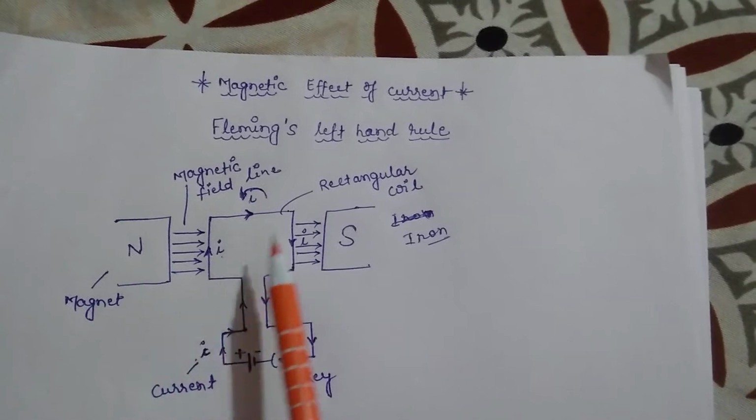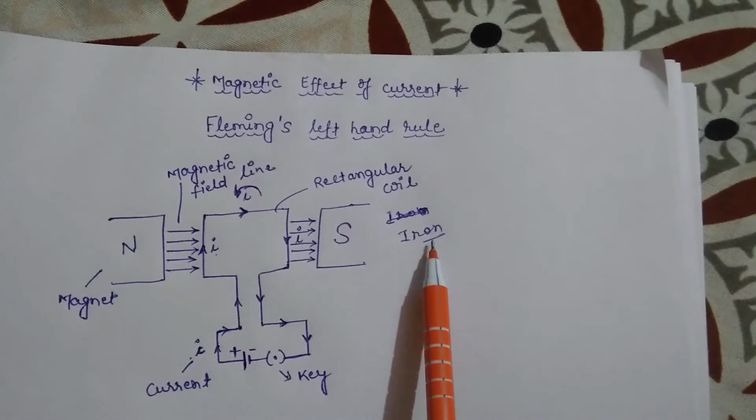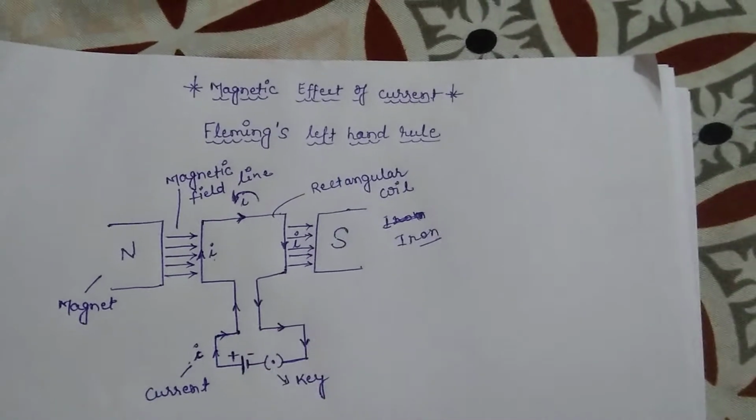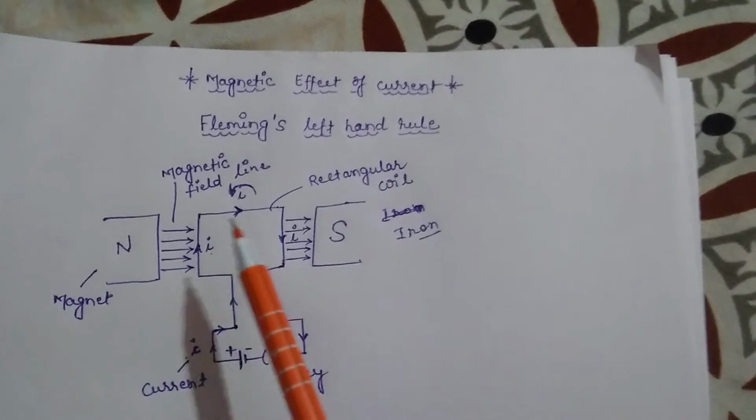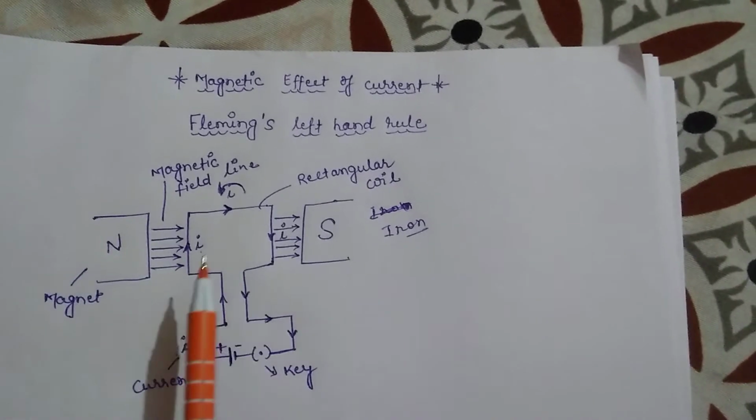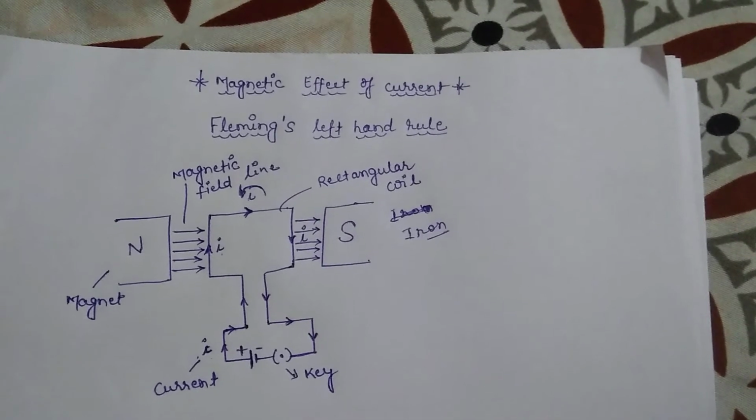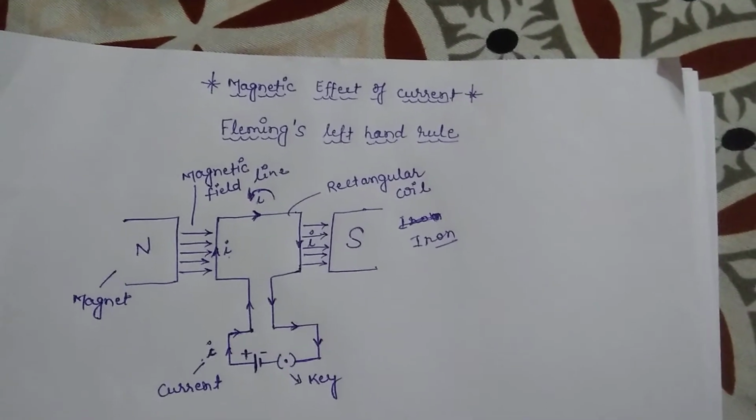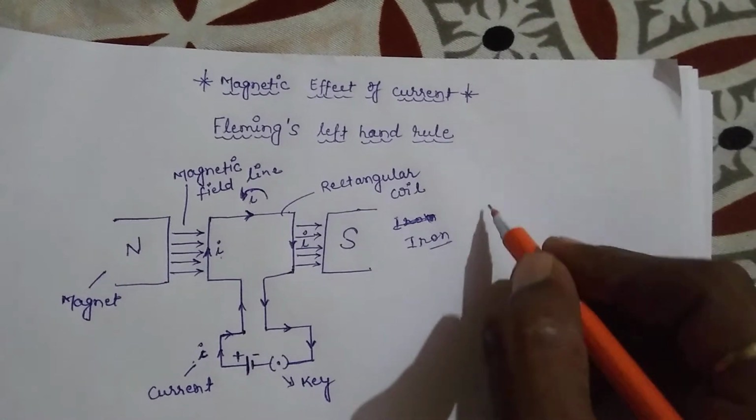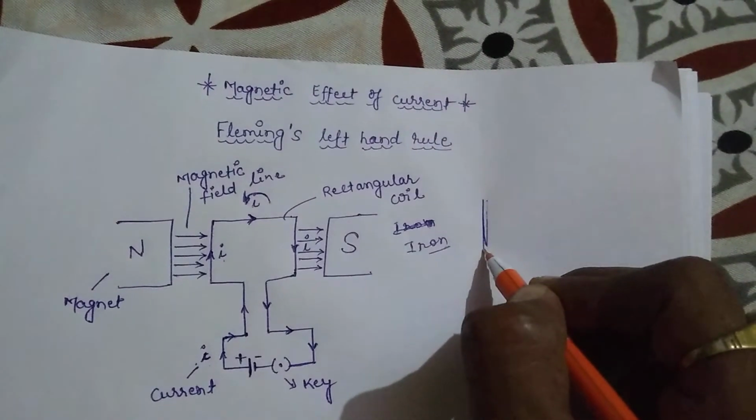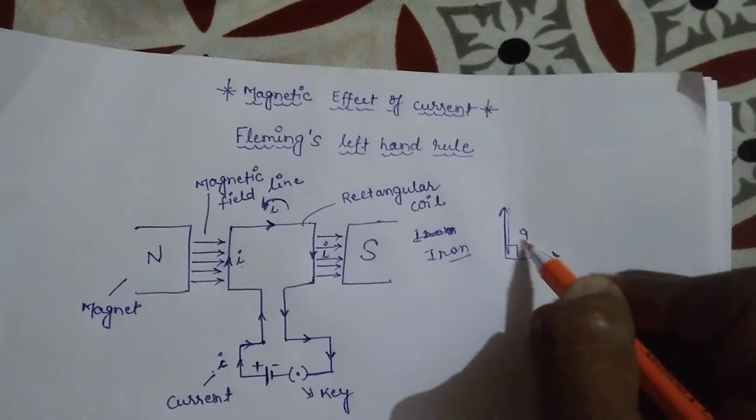So this is the rectangular coil. The rectangular coil is made from an iron piece. You can also make this rectangular coil from a copper wire. In Fleming's left hand rule, we stretch our forefinger, middle finger and thumb so that they are mutually perpendicular to each other. Perpendicular means 90 degrees.